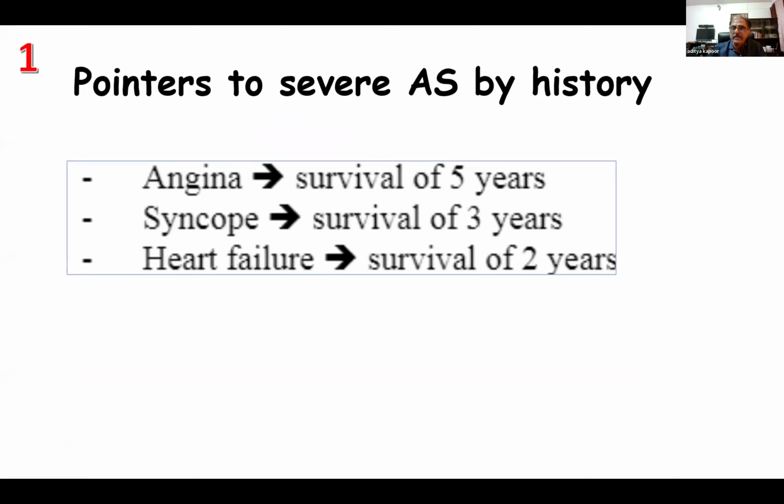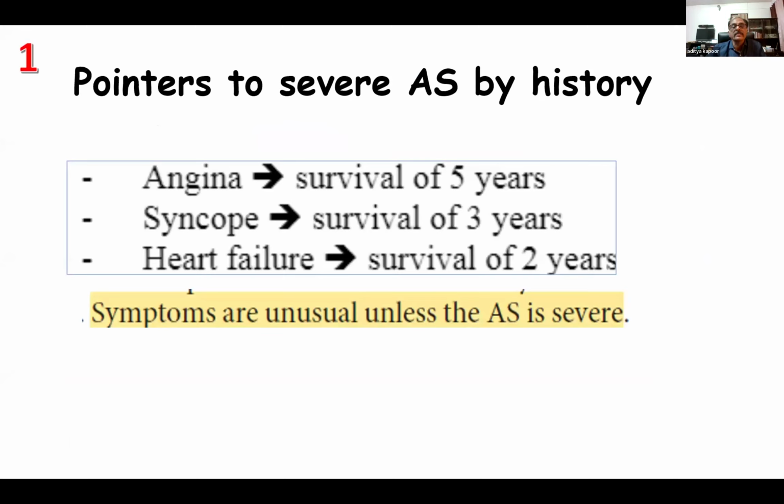Pointers to severe AS by history. So we all know this: angina, syncope, heart failure. Importantly, Hurst's book clearly says symptoms are unusual unless AS is severe. So if AS is severe, symptoms will definitely be there: angina, syncope, or heart failure.